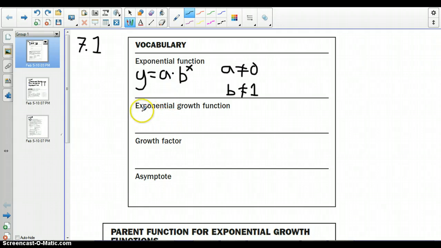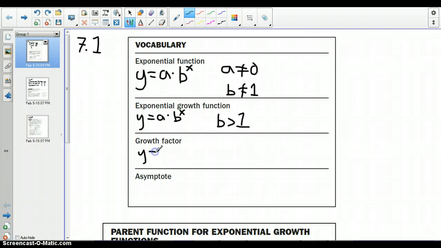So an exponential function is y equals a times b to the x. But a growth function is where b is greater than 1. Any number greater than 1 plugged into this b is going to make the function grow, and we're going to investigate that in just a second. But in order for you to have an exponential growth function, it has to be in this y equals a multiplied by b to the x form, and b has to be greater than 1.